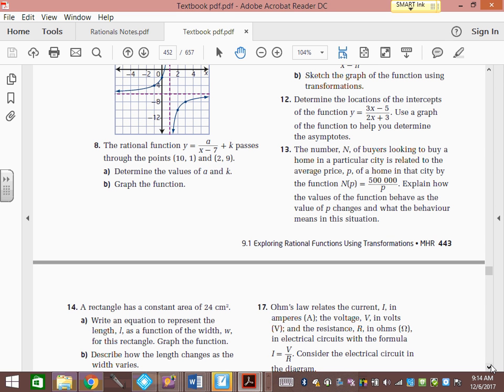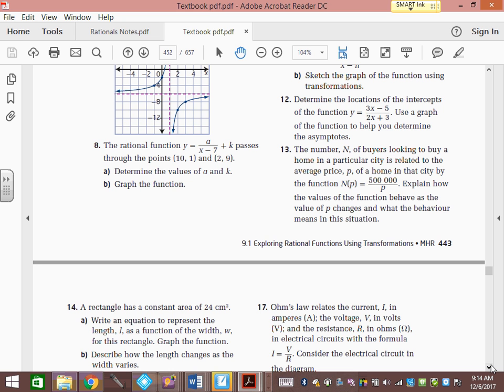So number 8, I just wanted to show you just in case you were given something like this, because throughout the units you've been given questions where we have to do substitution or elimination, right? Whenever we're solving for something, we're given partial information, often 2 points, and we need to find some values. Here's another one of those. The rational function y equals a over x minus 7, plus k. So always think, if I'm stuck, maybe substitution or elimination. Who knows? Let's try it out.